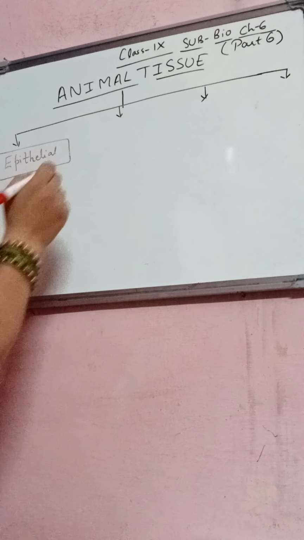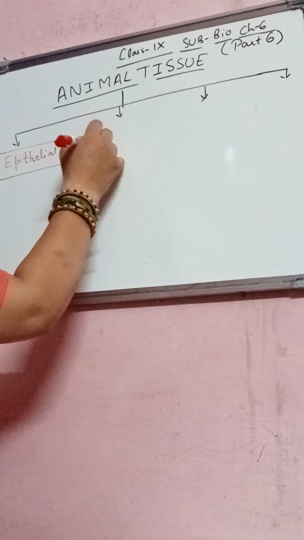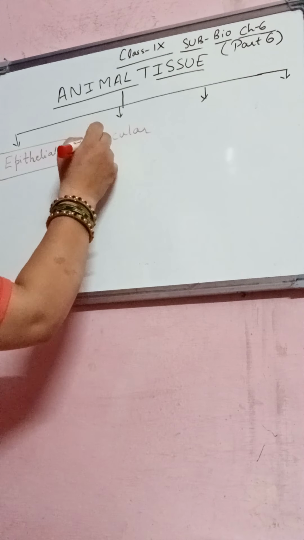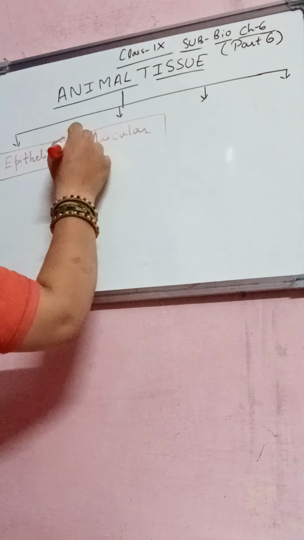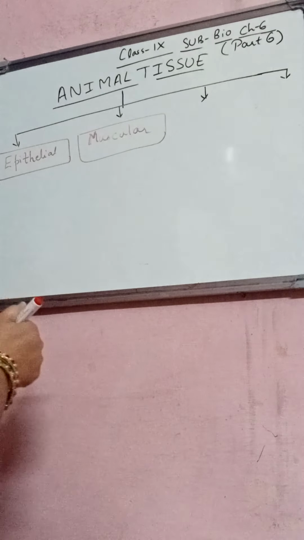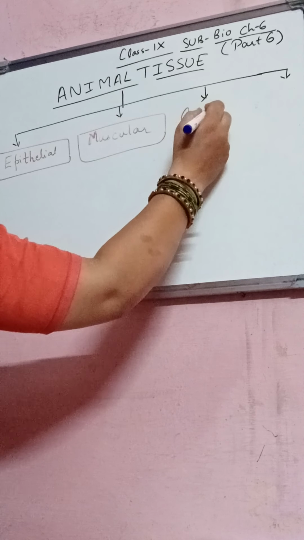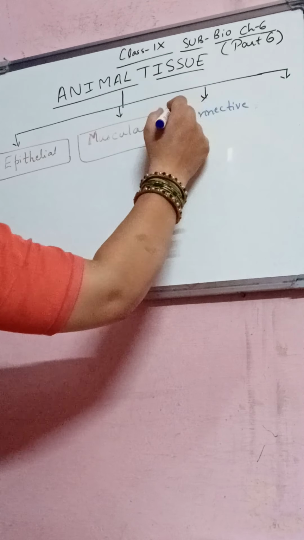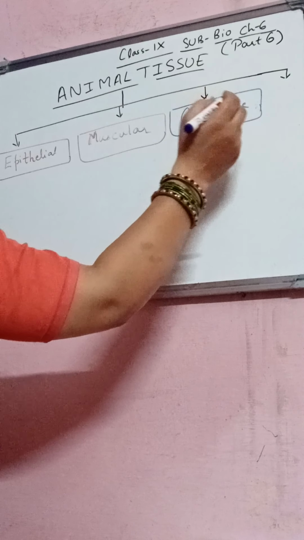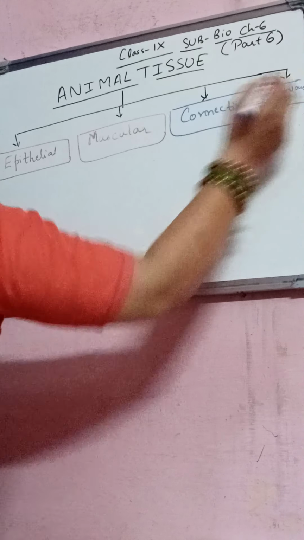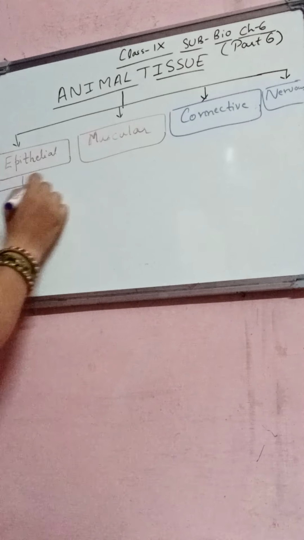Now second one is muscular tissue. Third one is connective. And fourth one is nervous. Right, students? Now in epithelial, again classification occurs, and it can be of 4 types.